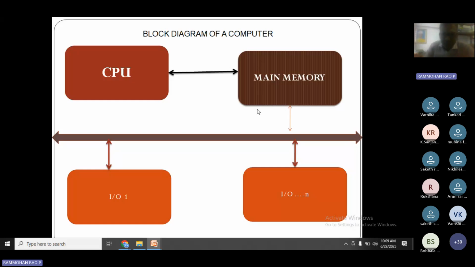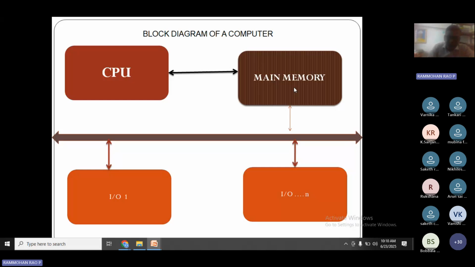So please observe here, this CPU is called the central processing unit or the processor. And if you observe, the CPU has a direct connection with only one device, and it is called the main memory. This main memory is also called primary memory, and many people call it RAM. Actually, this RAM should be called DRAM, dynamic random access memory.